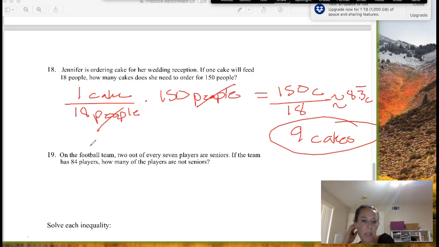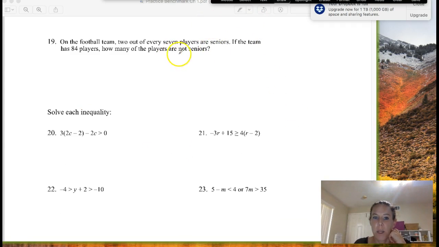All right, let's look at number 19. On the football team, 2 out of every 7 players are seniors. If the team has 84 players, how many of the players are not seniors? Ooh, the not part is confusing. Okay, let's be careful of this not part. If 2 out of every 7 players are seniors, so 2 seniors out of 7 players, okay. If the team has 84 players, how many are not seniors? Well, if 2 out of every 7 are seniors, how many are not seniors? That's what we actually want to know.